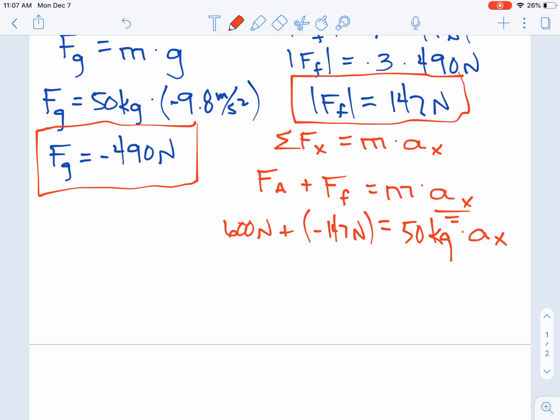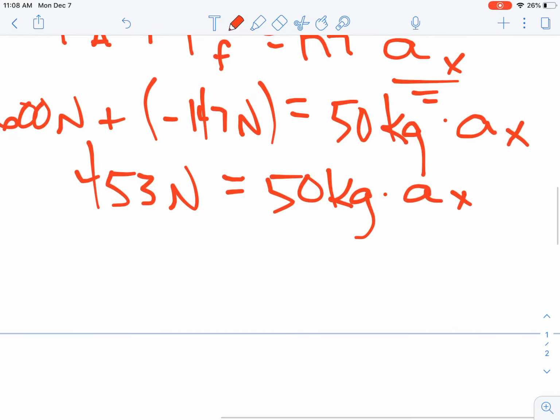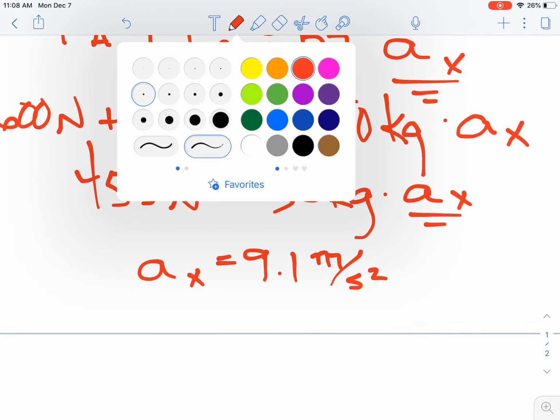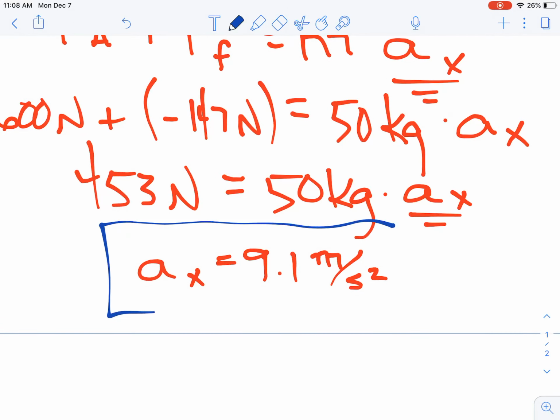All right, from here it should be pretty easy. So 600 minus 147 should be, off the top of my head, 453 newtons. Yell at me afterwards if I'm wrong, since this is a video, but I think that looks good. And of course, final step is to divide by the mass, which it looks like we're going to get about 9 point. I just want to hit it right on the head. 453 divided by 50 equals 9.06. All right, I could round that up a little bit. Let's go 9.1. Keep in mind units for acceleration. A newton divided by a kilogram is a meter per second squared because it is an acceleration.